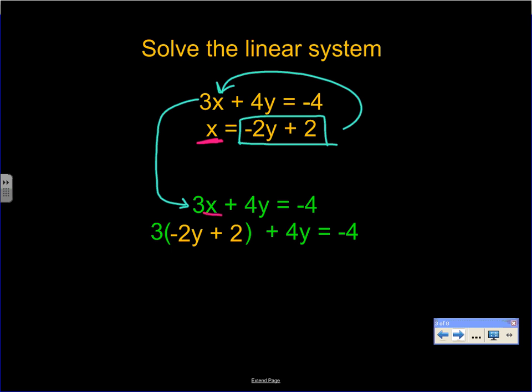Well, if we look at this problem here, we have x and y. They're not like terms. You cannot combine those. But let's look at this problem here. We have a y. We have a y. Do you see an x in there anywhere?